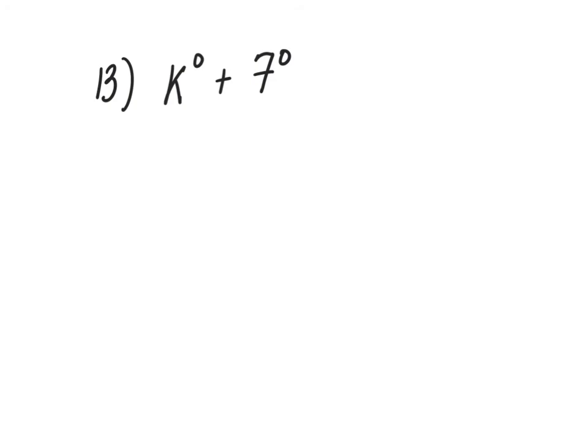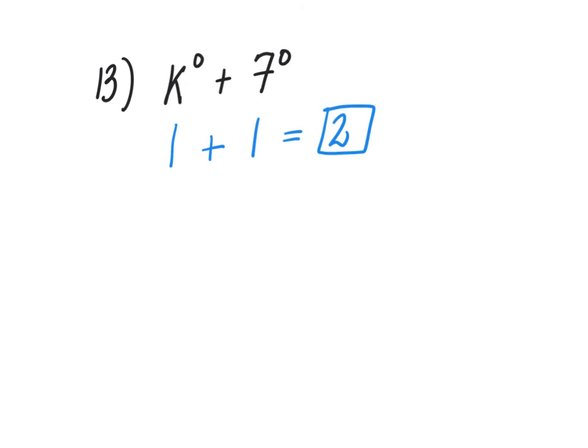Number 13, k to the 0 plus 7 to the 0. Well, this can look very confusing, but let's break it up. K to the 0 power. Well, k is the base, it's raised to the 0 power, so it's 1. Plus 7 to the 0 power. 7 is the base, it's raised to the 0 power, so it's also 1. So 1 plus 1 is 2. So again, we have to be very careful and ask ourselves, what is getting the power of 0? And then whatever gets the power of 0 turns into 1.